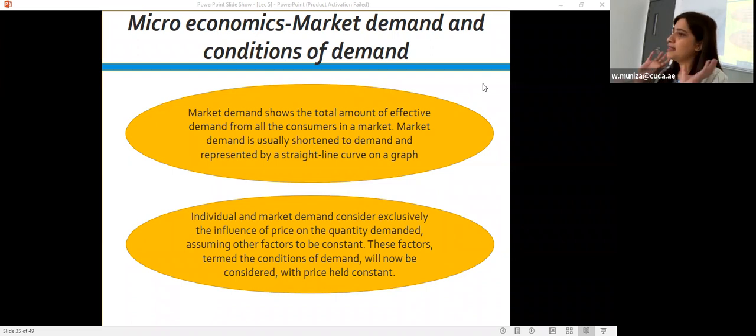Before, we were considering that other variables are constant and price is increasing or decreasing, and what is the effect on the demand for that? Now we are going to consider that if the price is constant and the other factors are influencing the demand, what is going to be the effect?